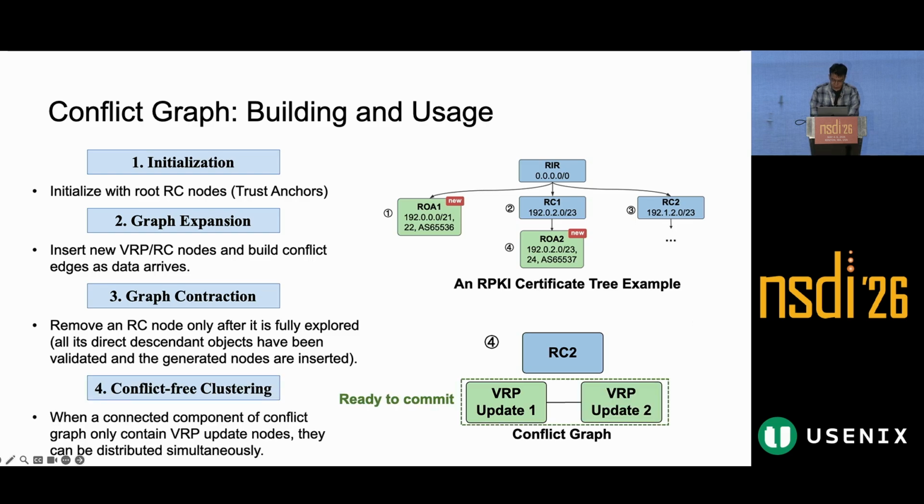And finally, at step 4, we validate ROA2 and generate VRP update 2. Because its prefix overlaps with VRP update 1, we connect them with a VRP to VRP edge. But here is the most crucial part. After step 4 is completed, RC1 has been fully explored and is safely removed. With the RC1 lock gone, VRP update 1 and VRP update 2 now form an isolated connected component. They are safe from any future conflicts and can be distributed simultaneously.